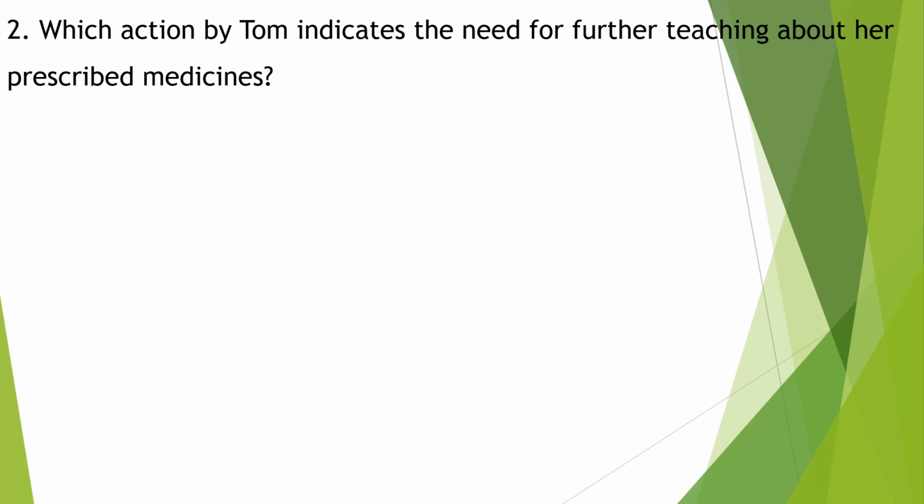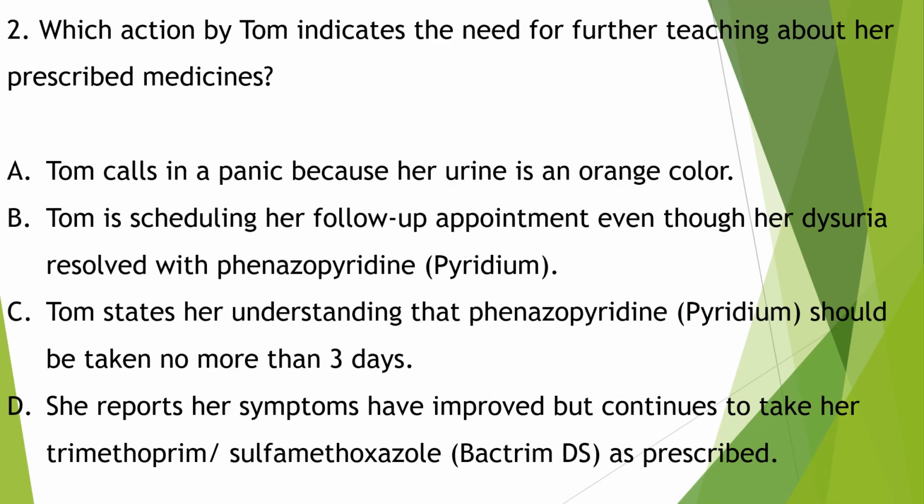Which action by Tom indicates the need for further teaching about her prescribed medicine? Tom calls in panic because her urine is an orange color. Tom is scheduling her follow-up appointment even though her dysuria resolved with Pyridium. Tom states her understanding that Pyridium should be taken no more than 3 days. She reports her symptoms have improved but continues to take her Bactrim DS as prescribed.